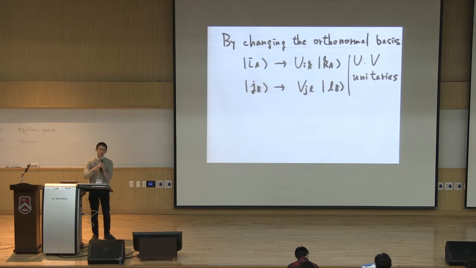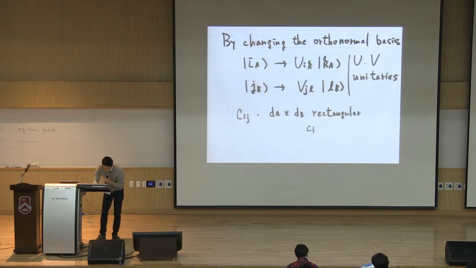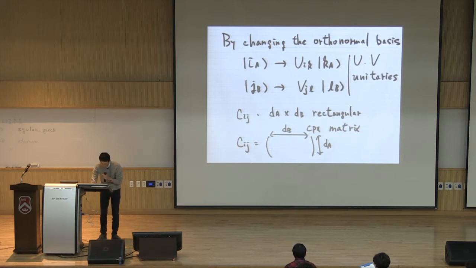Of course, C_ij is a rectangular matrix, because i and j run over different dimensions. So this is a d_A by d_B rectangular complex matrix. Sorry, d_A and d_B are the dimensions of the Hilbert spaces A and B, respectively. So C_ij, roughly, is d_A times d_B. Okay, so this is rectangular.